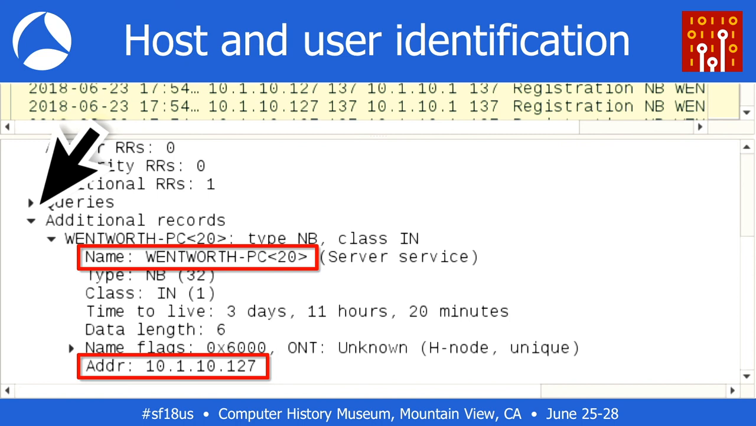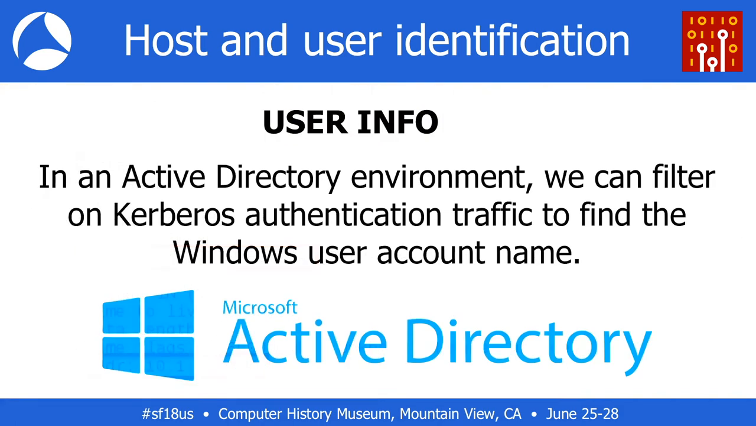So for Windows hosts, especially in an Active Directory environment, it's relatively easy to figure out a host name. And in Wireshark in general, it's really easy to correlate a MAC address with an IP address. So it's really the user info, the person's name. You know, who is it that's actually using this computer? In this case, it says Wentworth-PC, so maybe it's somebody whose last name is Wentworth.